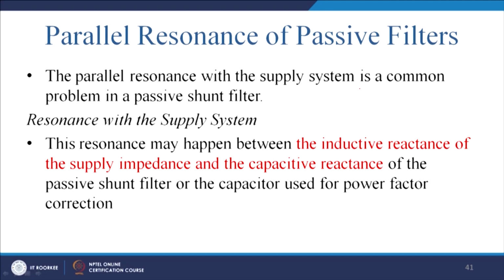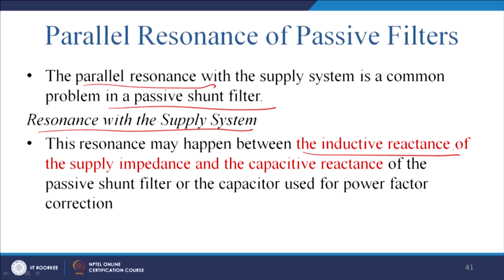Parallel resonance with the supply system is a common problem in a passive filter, a shunt passive filter. So, that is the anti-resonance, and thus it offers high impedance. Your admittance is minimum, so impedance will be high. So, what happens then? With the resonance of the supply system, this resonance may happen between the inductive reactance of the supply impedance and the capacitive reactance, and sometimes occurs with the leakage reactance of the transformer and the capacitor bank. This is sometimes a totally unknown phenomenon, of the shunt passive filter or the capacitor used for power factor correction.